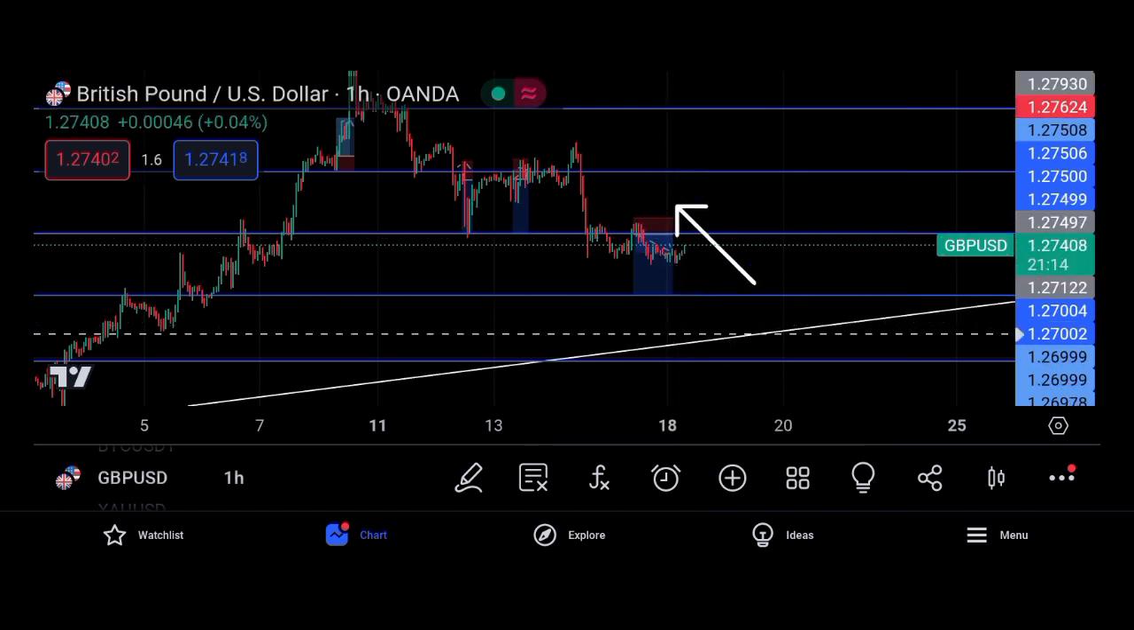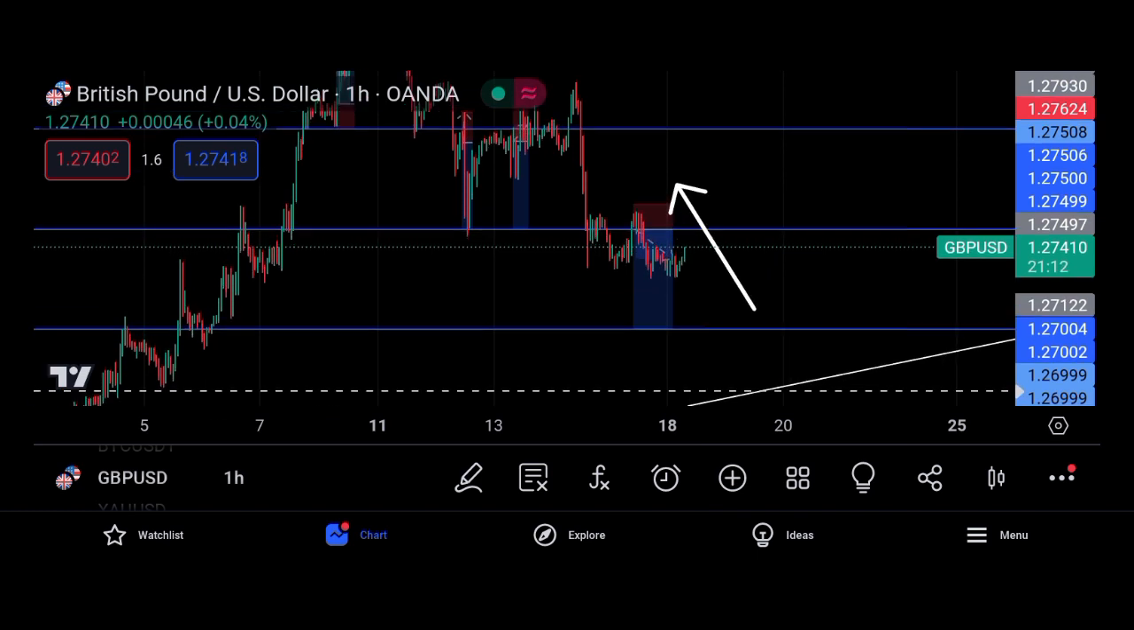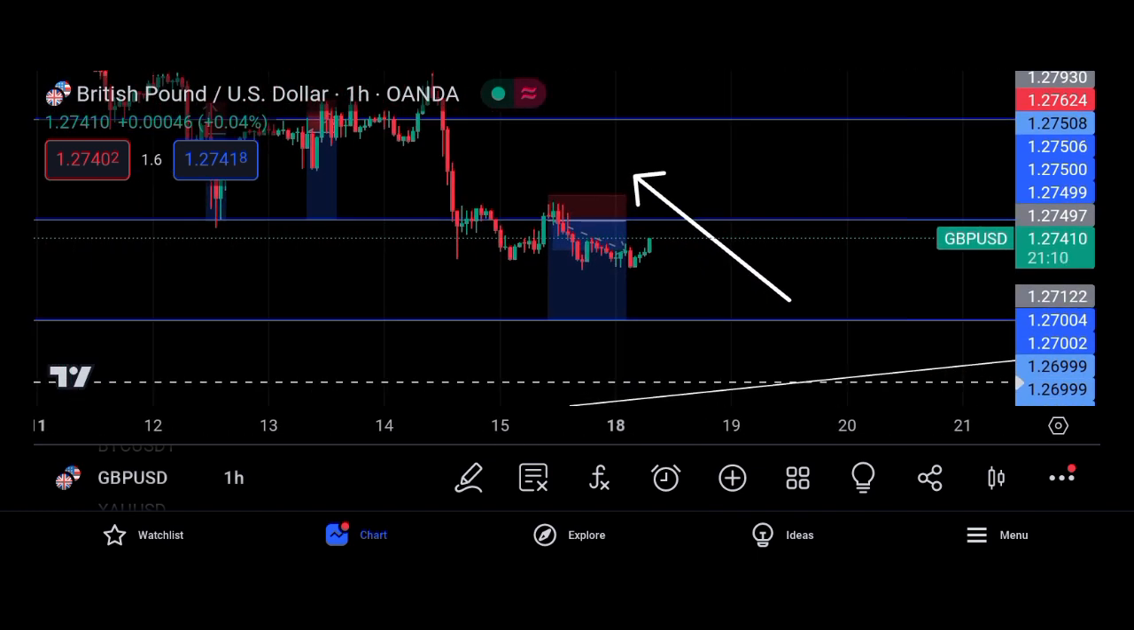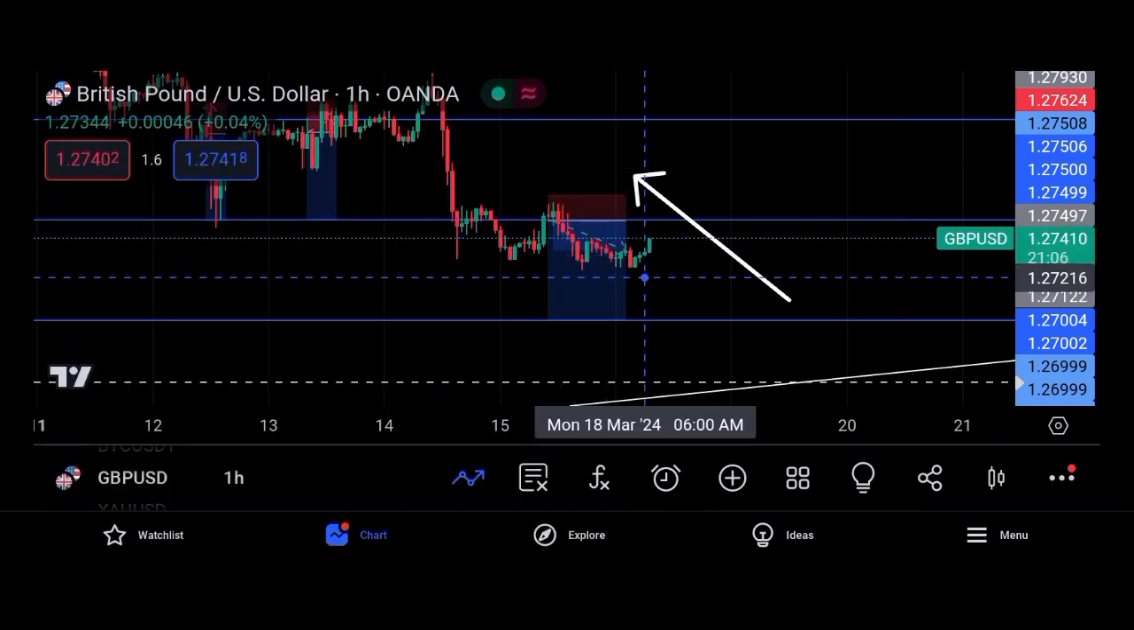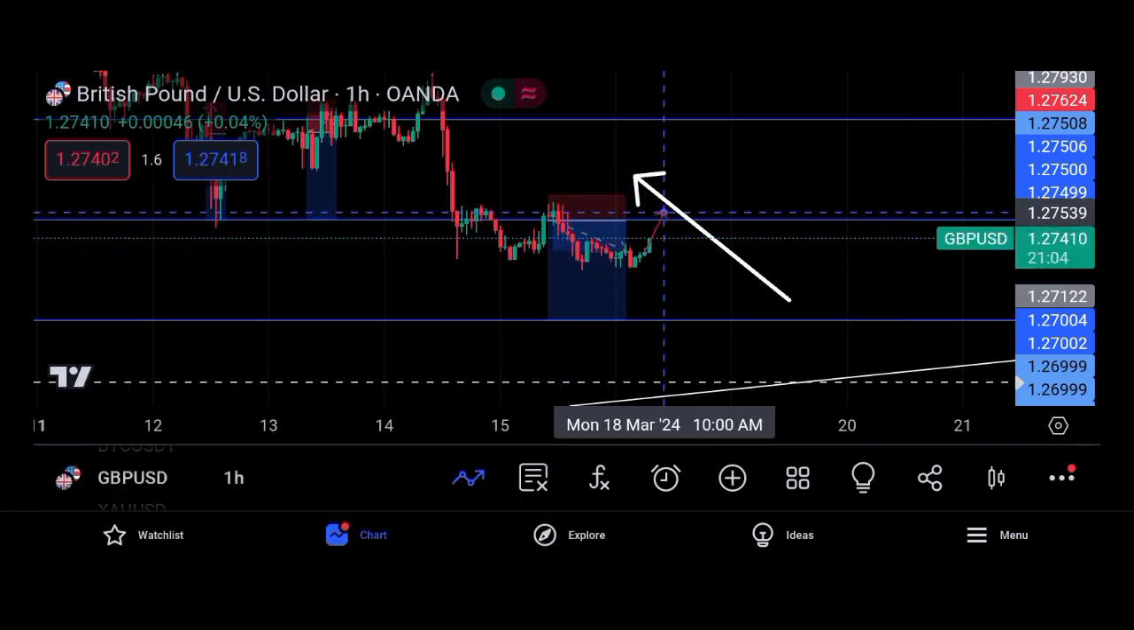So this is just a retest. Now let me zoom in more. This right here is a retest. So let me show you what I'm trying to say. This is what I'm expecting: price to come back to these psychological levels and give me some sort of candlestick reaction.